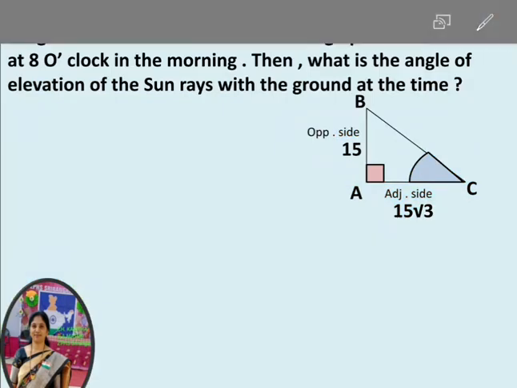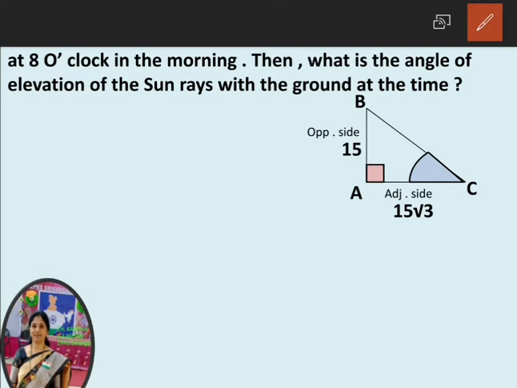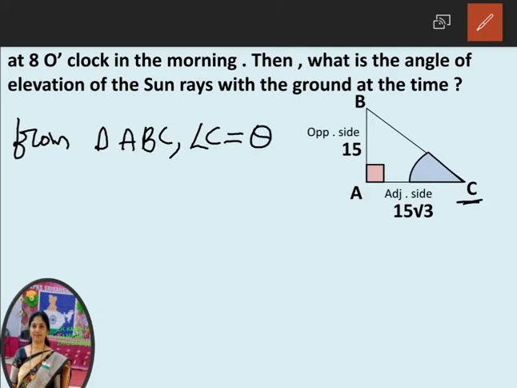Okay, so here from this triangle ABC, we don't know the angle. So here just write angle C is equal to theta only. Now here we have to find out this theta.